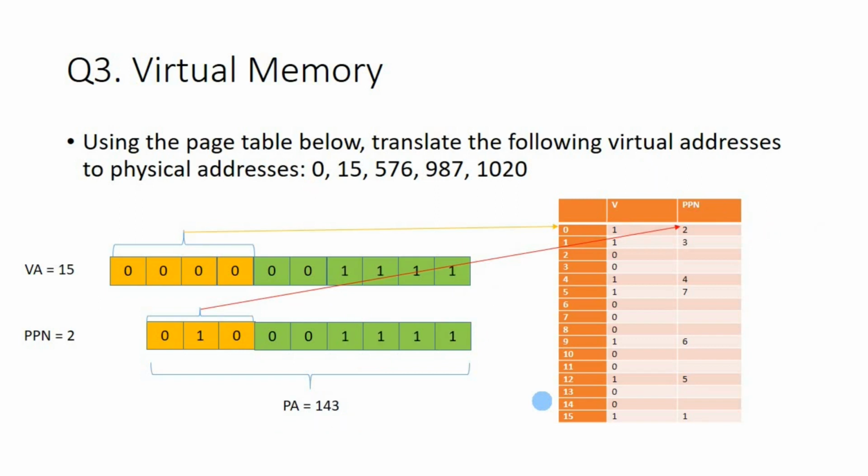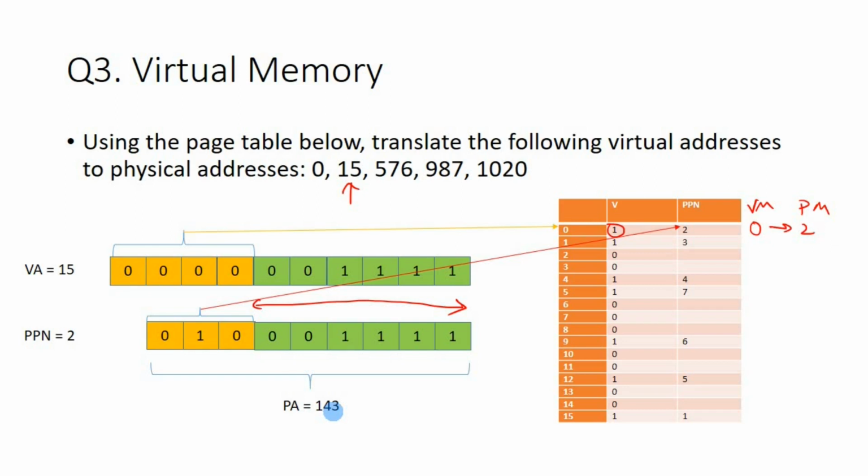Let's look at the next example, virtual address 15. What do you see? Again, the lower 6 bits are the same for the virtual address and physical address, so that part you can directly copy over. The upper 4 bits for the virtual address also point back to line 0 in the page table. Since the valid bit is 1, 0 translates to 2 from the virtual page to the physical page. So the value 2 is written here. And when I look at this as a 9-bit address, it points to physical address 143.